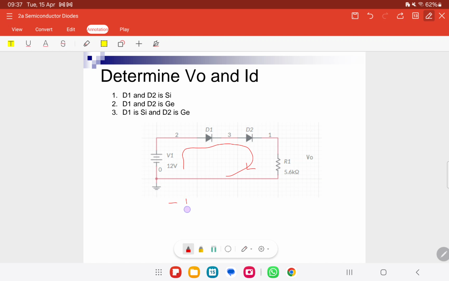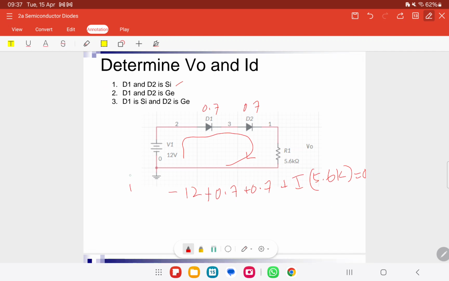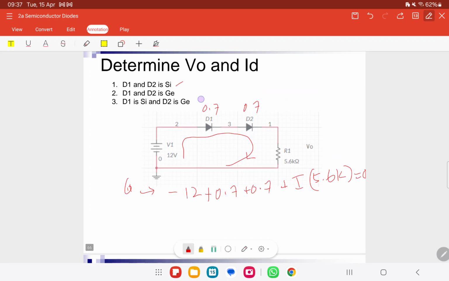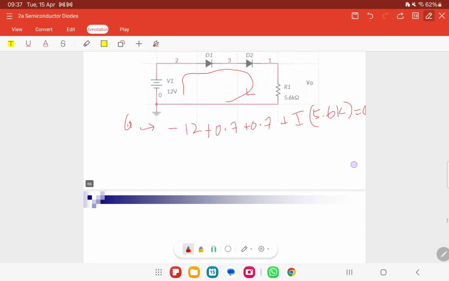So the KVL is minus 12 plus, kalau both is silicon is 0.7. Okay, so minus 12 plus 0.7 plus 0.7 plus I 5.6K equals to 0. Itu for the first one lah. Okay, yang satu. Kalau yang dua, you just tukar the value of the D1 and D2. Okay, this is value of the VD1, VD2.